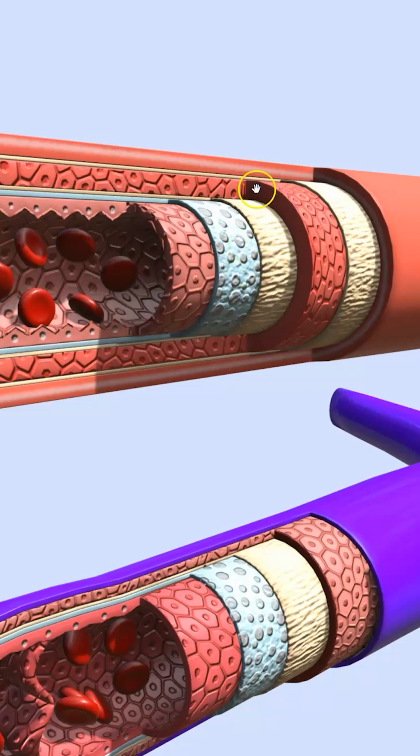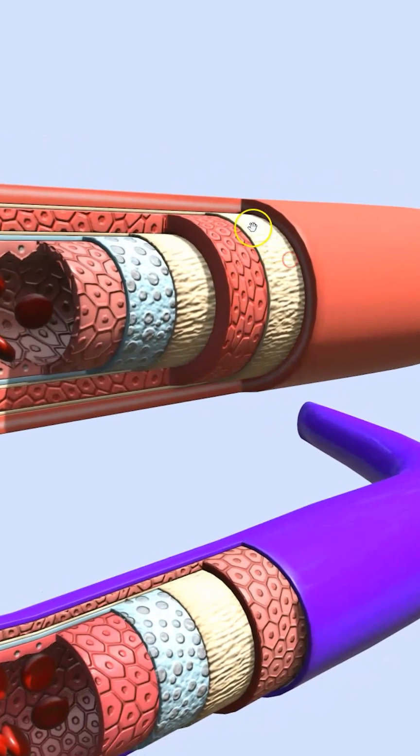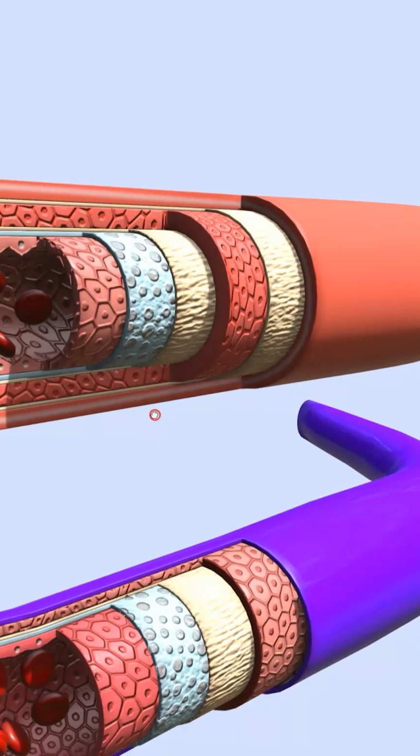Tunica intima. Then you have this band of smooth muscle, and this band of smooth muscle is going to make up what we call the tunica media. And then you have another band of elastic connective tissue. This is the external elastic membrane. And then you have a thick band of connective tissue known as the serosa. So the external elastic membrane and the serosa make up the tunica externa. So you have tunica externa, tunica media, and then tunica intima.